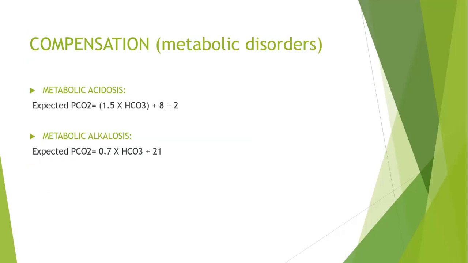Okay, so compensation in metabolic disorders can be seen through these formulas. In metabolic acidosis, we apply a formula which is expected PCO2 equals 1.5 times bicarb plus 8, plus or minus 2. It's also called Winter's formula. For example, if we have a patient with metabolic acidosis whose bicarb is 14, his PCO2 should be around 29 to 30. And similarly, for metabolic alkalosis compensation, we can use this formula.